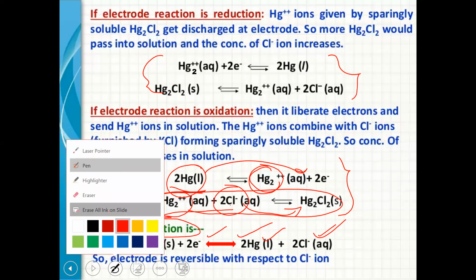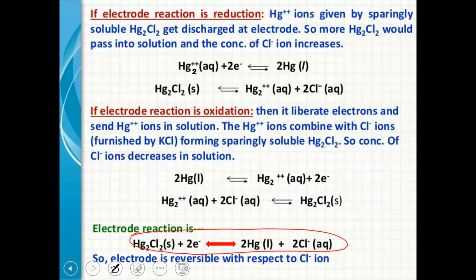In this reaction, chloride ions are formed by mercurous chloride absorbing 2 electrons. And in the reverse reaction, the Hg2 2 plus ions absorb chloride ions and convert to mercurous chloride. That is why, with respect to chloride ions, it acts as a reversible electrode. So this is about calomel electrodes. These are the two reference electrodes.